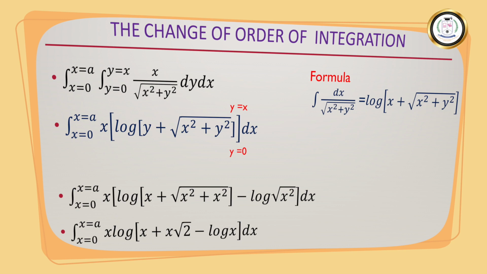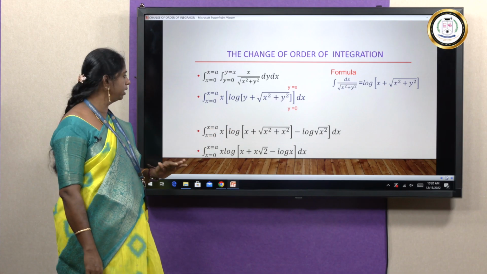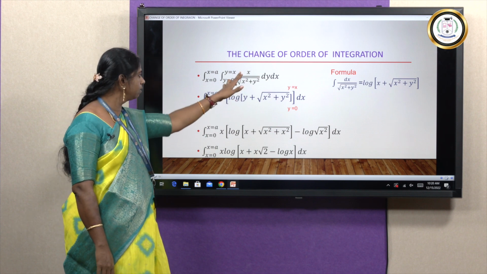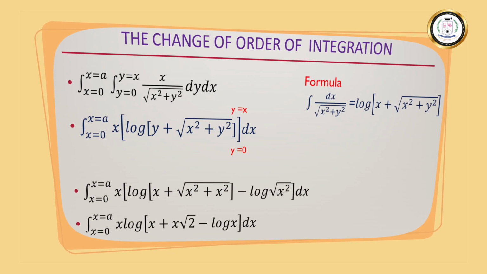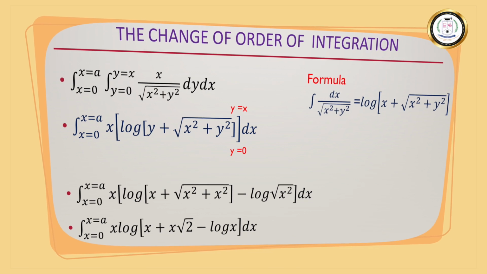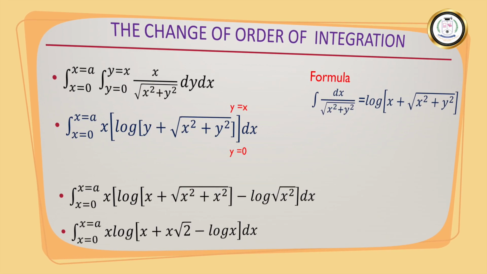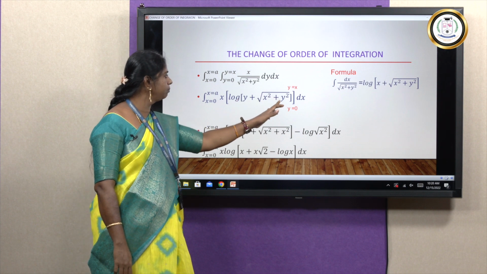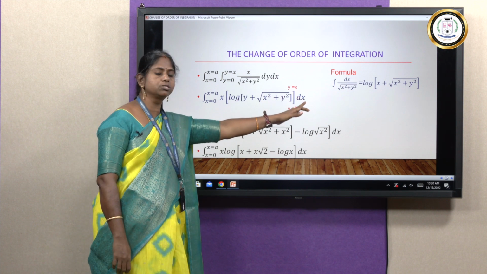Since x is the constant, when I am integrating with respect to y, you keep that x. Now take that integral of 1 by root of x square plus y square. Yes, that I have written. Since here the variable is y, we get log y plus square root of x square plus y square.